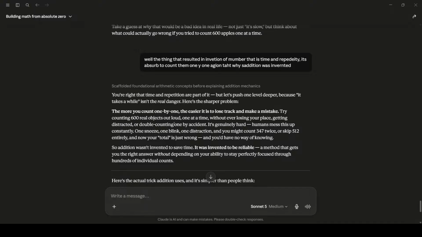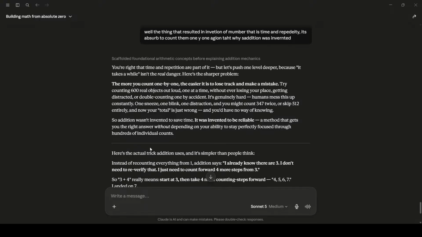The more you count one by one, the easier it is to lose track. Try counting 600 real objects out loud, one at a time, without ever losing your place, getting distracted, or double counting one by accident. It's genuinely hard. You may mess this up constantly. One sneeze, one blink, one distraction, and you might count 347 twice, or skip 5 people entirely. Now your total is just wrong.